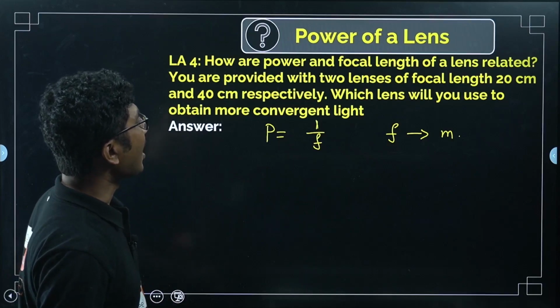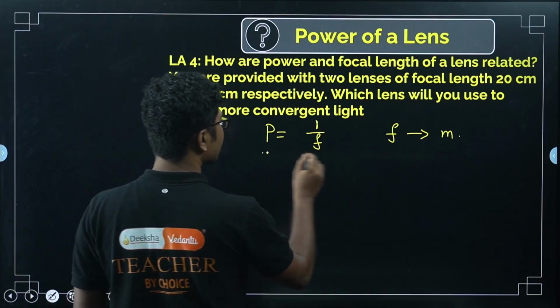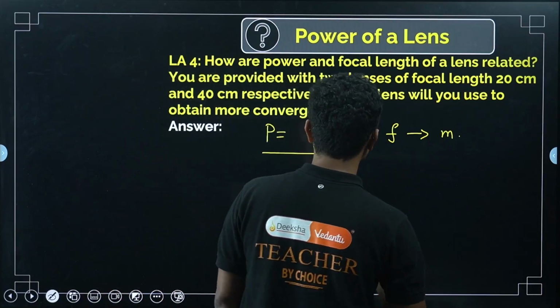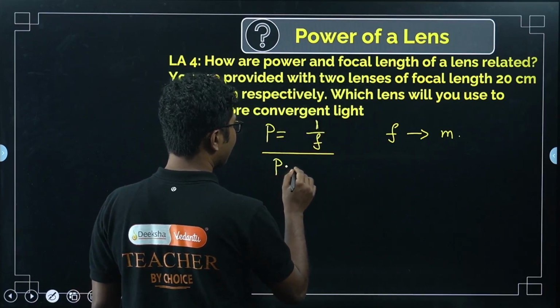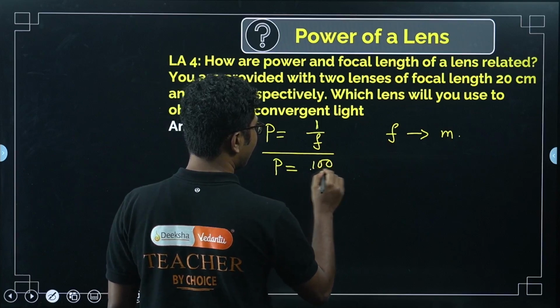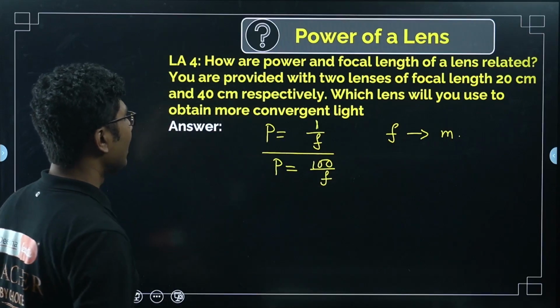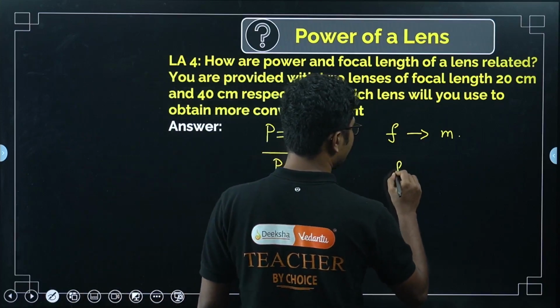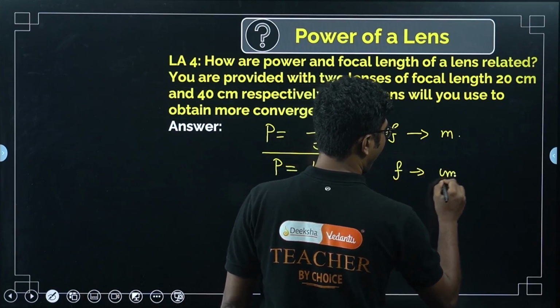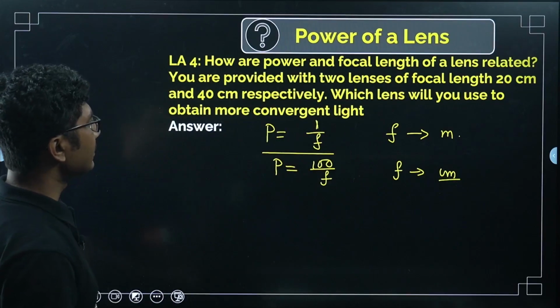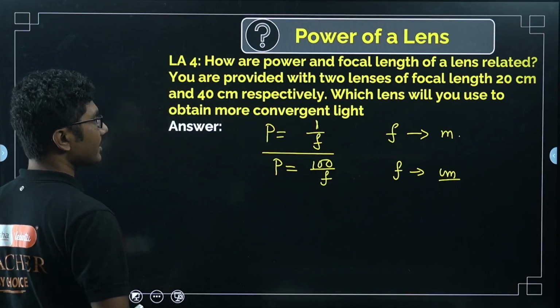Okay, now how is the power of a lens related? It is the relationship between power and focal length. If the focal length is in centimeter, then power can be written as 100 by f. You should remember this. Now, what they have asked is that when f is in centimeter, you are provided with two lenses of focal length 20 centimeter and 40 centimeter.